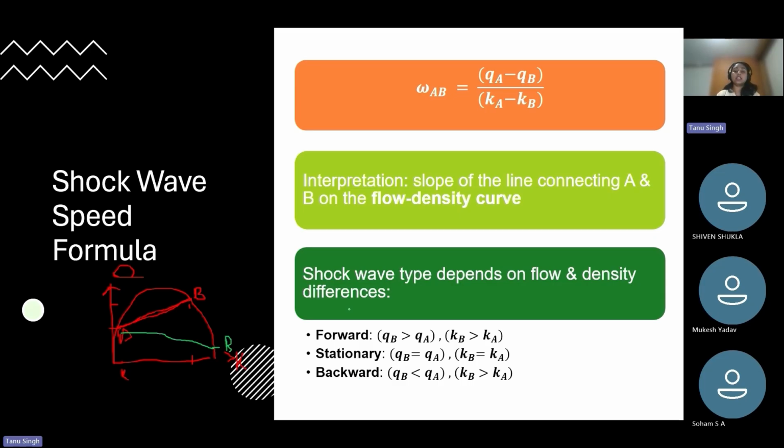And there is a stationary shock wave. Stationary means when this is a straight line, both the Q and the density are equal. This is not an example of a stationary shock wave because the density is different, but in the stationary condition, QB equals QA and KB also equals KA. So these are the three different conditions.